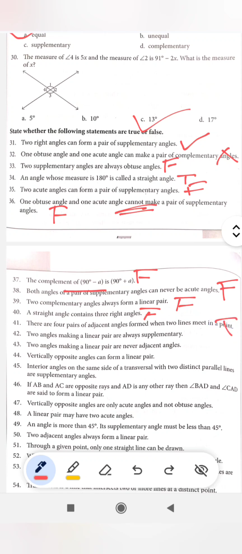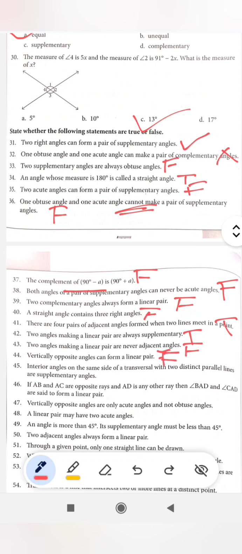Now, two angles making a linear pair are always supplementary. Yes, the two angles which form a linear pair should be supplementary, or else they can't be a linear pair. Okay, that is true. Two angles making a linear pair are never adjacent angles. No, adjacent angles whose sum is equal to 180 degrees form a linear pair. So never adjacent, how is it possible? So this statement is false. Vertically opposite angles can form a linear pair. No, vertically opposite angles are equal. They can't be a linear pair. So this one is also false.